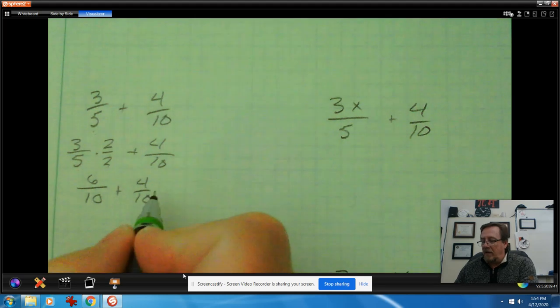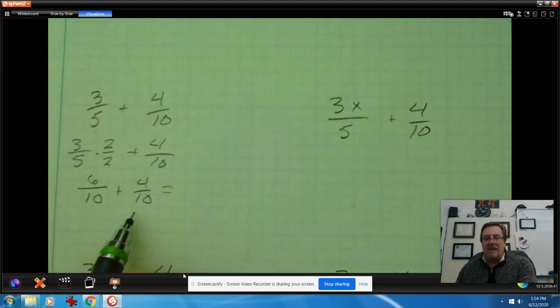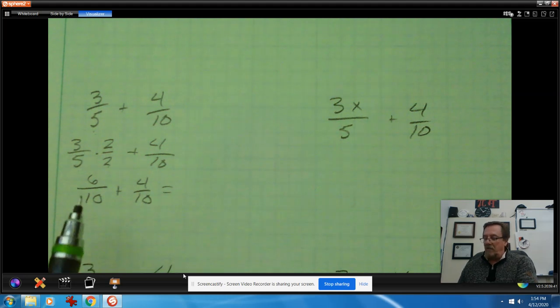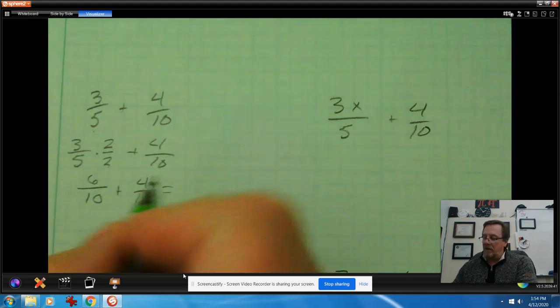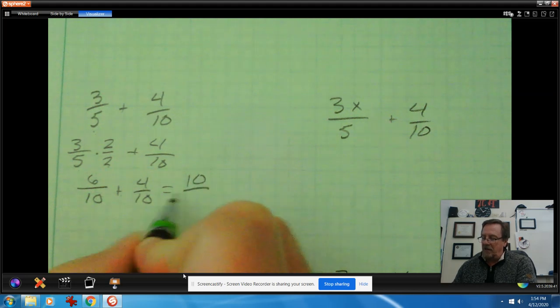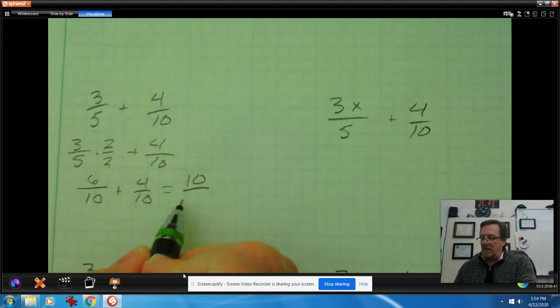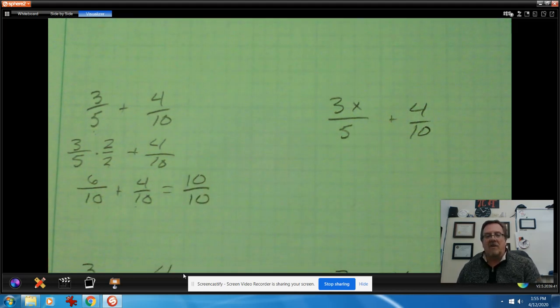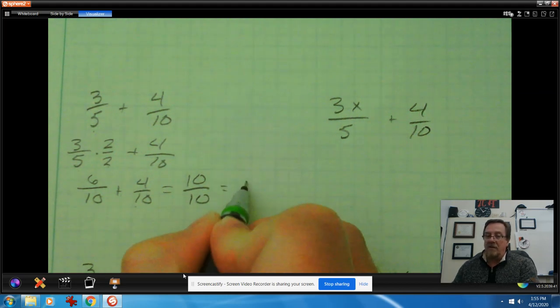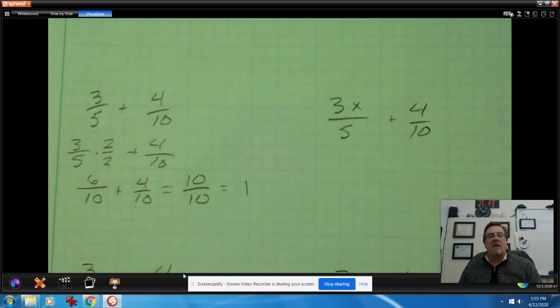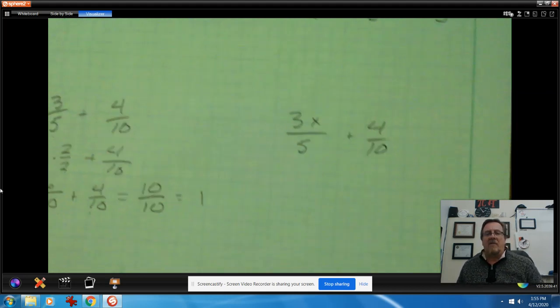And now, since the bottom number of my denominator is the same for both of these fractions, I can just go ahead and add. So adding the numerators, 6 plus 4 is 10. 10 is going to stay on the bottom because that number doesn't change, and they get 10 over 10, which, by the way, is just 1. Okay? So let's take a look at how something like that might look in an algebraic fraction.